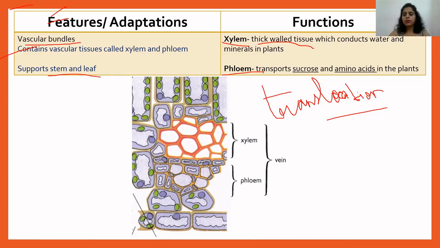So we are done with the structure of the leaf and how the different parts of the leaf are adapted to the process of photosynthesis. In the next video, we will start with the process of photosynthesis. We'll learn in detail how plants perform photosynthesis.